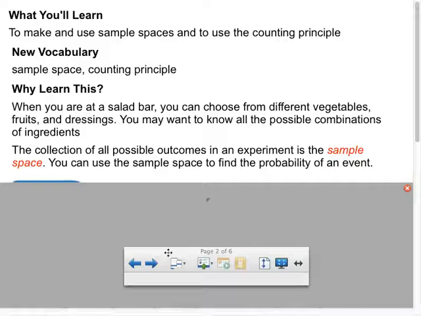Okay, a sample space, I used this terminology yesterday. It's just all the different ways the events can occur. All the possible outcomes, okay?